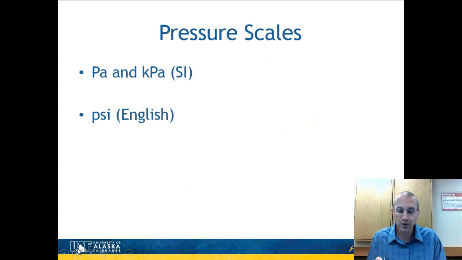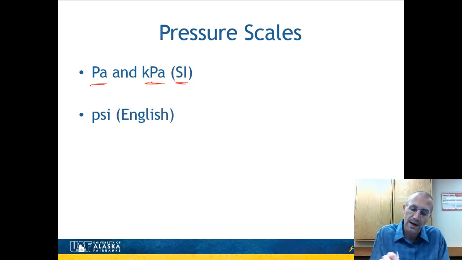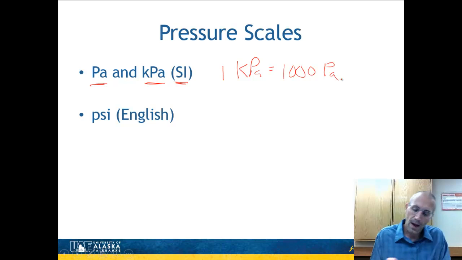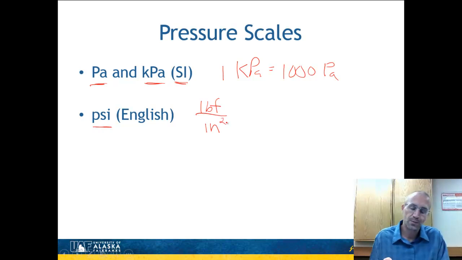So similar to temperature, there's different pressure scales. In the SI system, we'll talk about pascals, or often kilopascals, where 1 kilopascal is 1,000 pascals. And then in the English system, we tend to use just PSI, which is a pound force per square inch. Now, again, like temperature, you've got absolute scales and relative scales.